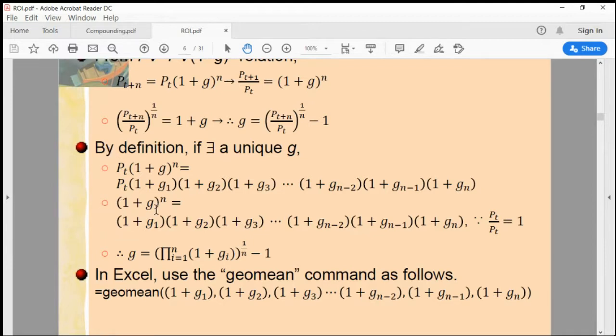And when you cancel out pt, what does it become? It becomes 1 plus g raised to the nth power on the left-hand side, and on the right-hand side is just this, right? Because pt over pt is 1, you can simply cancel. And then suppose you want to solve for g. Well, what do you have to do then? What will you do?